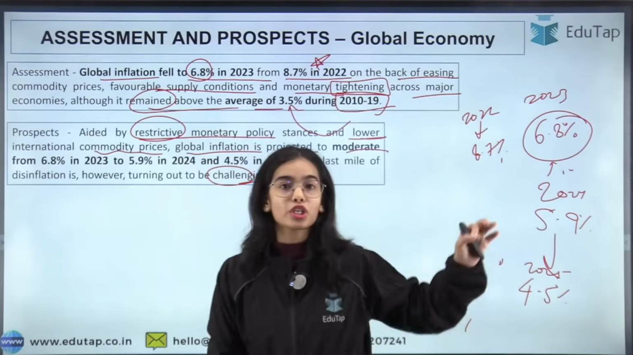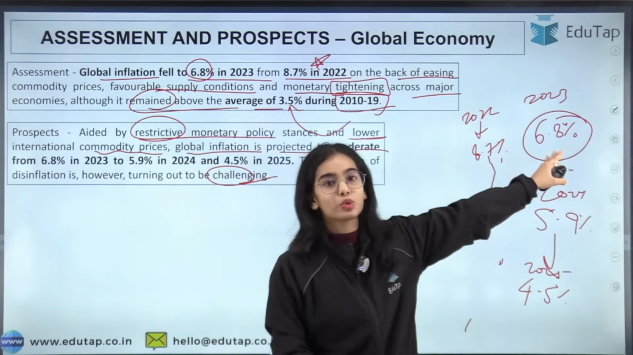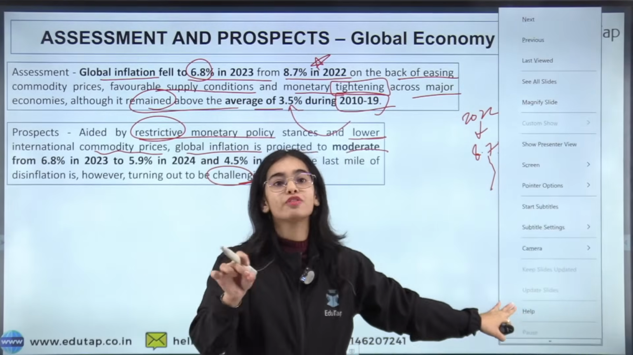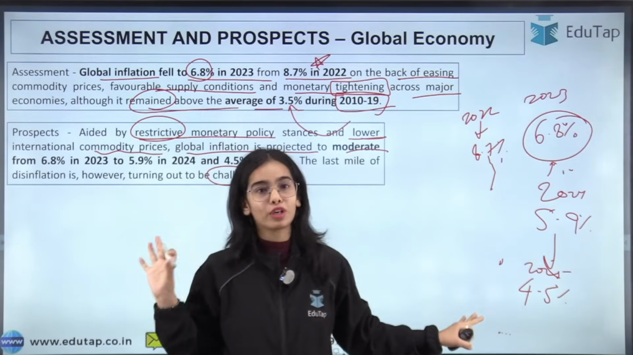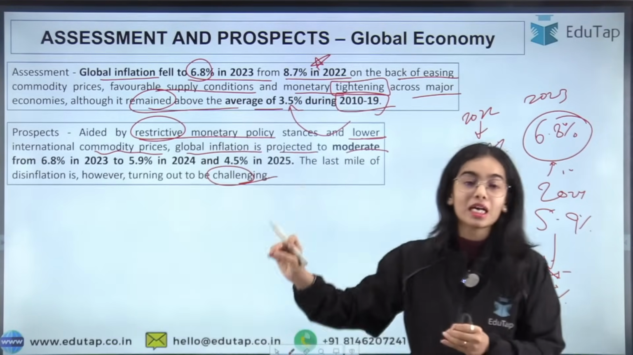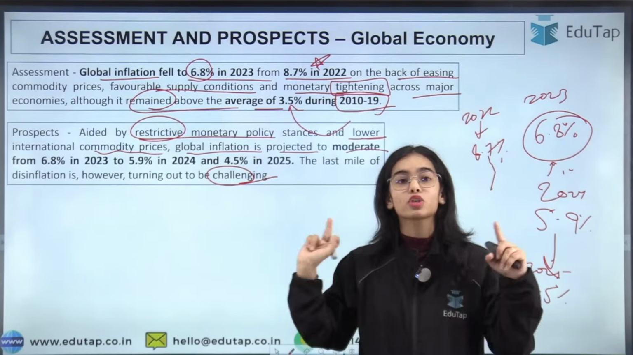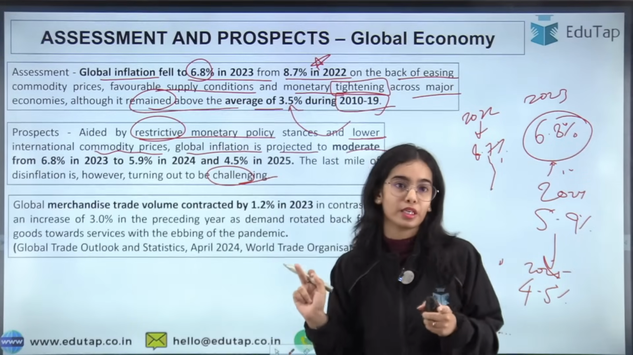That means inflation is going to go down from 8.7% to 6.8% to 5.9% to 4.5%. So inflation will happen, but the rate of inflation will go down. This is projected, but this last mile of disinflation is turning out to be challenging because of the changing situation of the world economy.